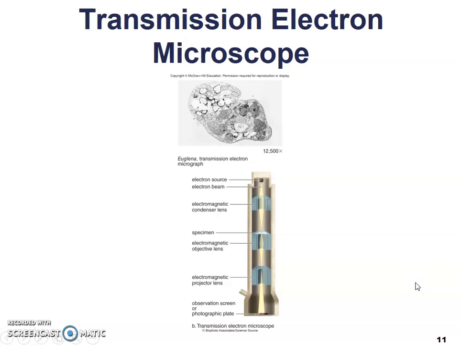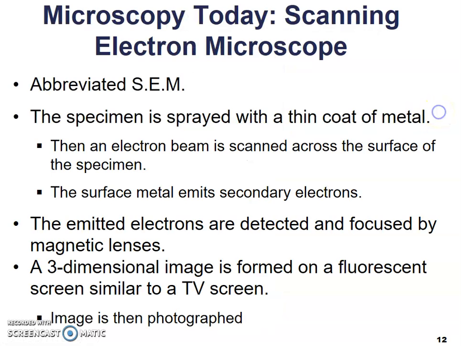This is what a transmission electron microscope looks like. Here we have an image created using one of a euglena, which is a single-celled organism. Notice all of those structures inside. That's a lot of detail that we wouldn't have been able to get using just a plain light microscope.